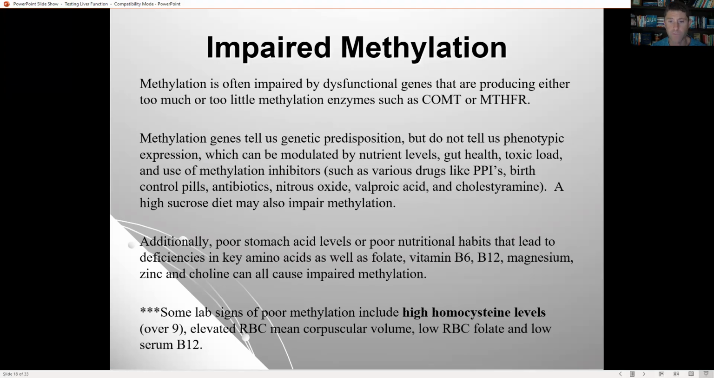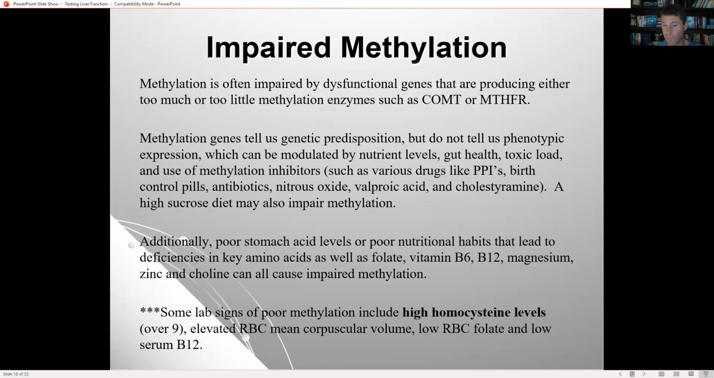Now, some lab signs of poor methylation include high homocysteine levels, over 9. So if we're seeing it up over 9, this is a sign of poor methylation. We really want to address that because high homocysteine is associated with Alzheimer's disease, dementia, stroke, heart disease. So it's a very inflammatory protein that we need to methylate, right? And keep in balance.